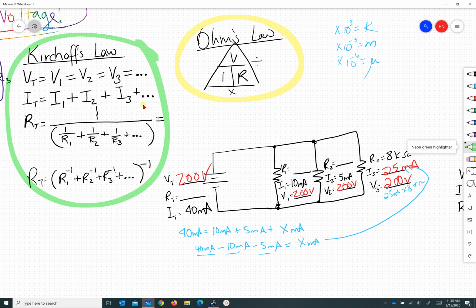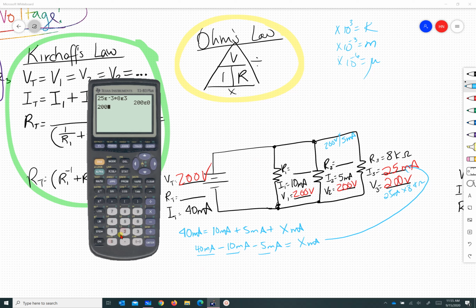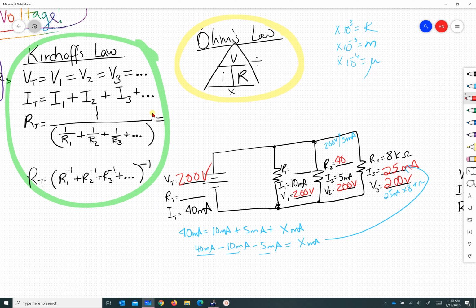So let's use Ohm's law to solve for those, and then we can verify that we did it right with Kirchhoff's law. The resistance is going to be voltage divided by current. So for the first one, it's 200 volts divided by 5 milliamps, which is 200 divided by 5 times 10 to the negative 3. And that's 40 times 10 to the 3, so 40 kilo ohms. Nice.